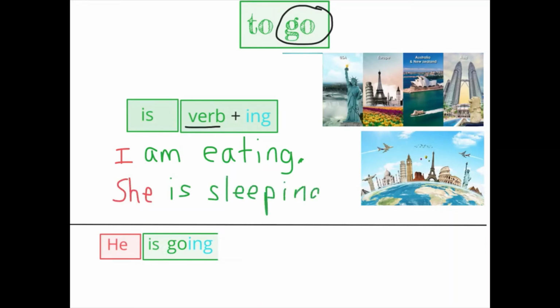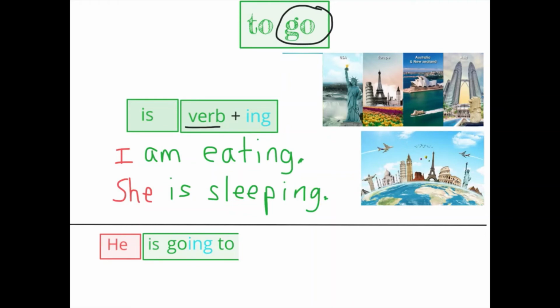In these sentences, the eating and the sleeping is happening right now. I am eating right now. She is sleeping right now. But with the verb go, we can use it by adding an extra word. Here it comes. Take a look at this. That extra word to. If we put that little word to after it, then we can make what is happening in the sentence become something that hasn't happened yet. It's going to happen later.